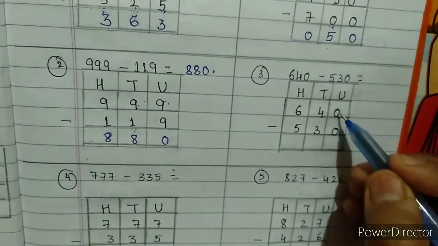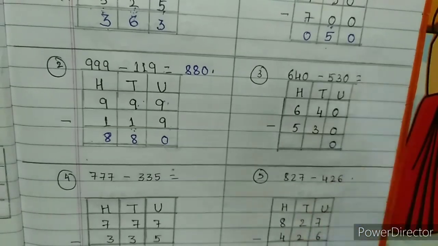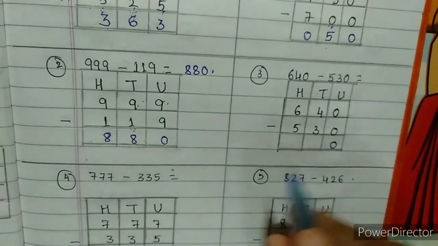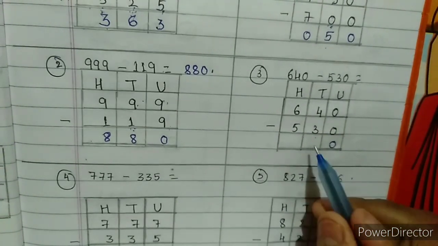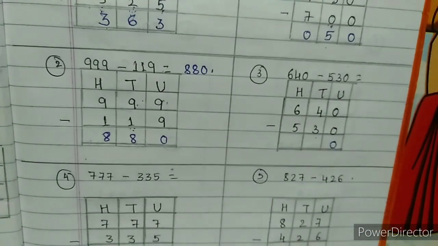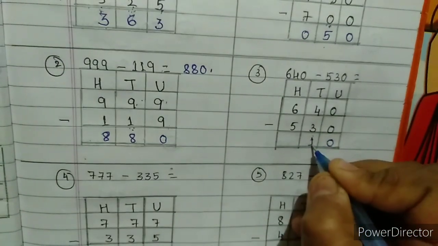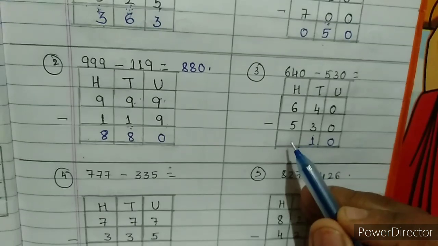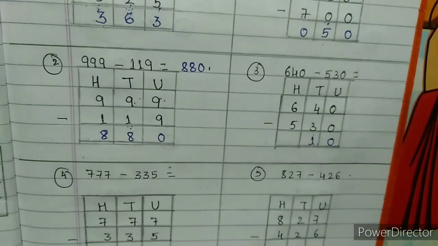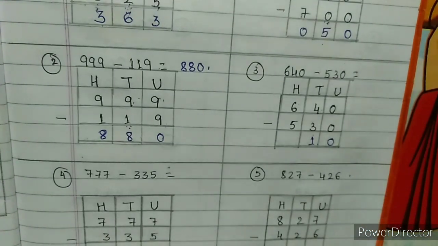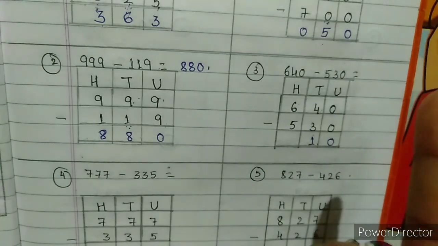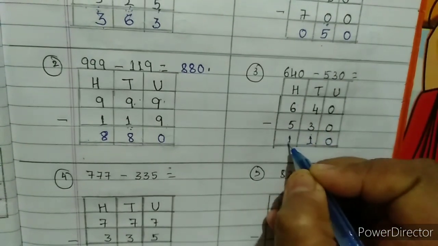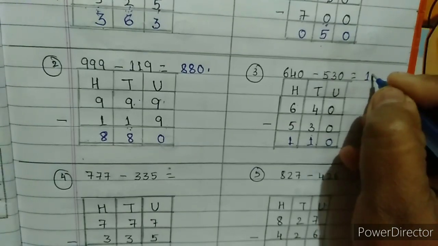Next, when the number is same, 0 is the game. 4 minus 3. 3 is a small number. Keep in mind. Count till 4. After 3, 4. So what is the answer? 1. Which is small here? 5. So keep 5 in mind. Count till 6. After 5, 6. So what is the answer? Only 1. So what is the answer? 110.